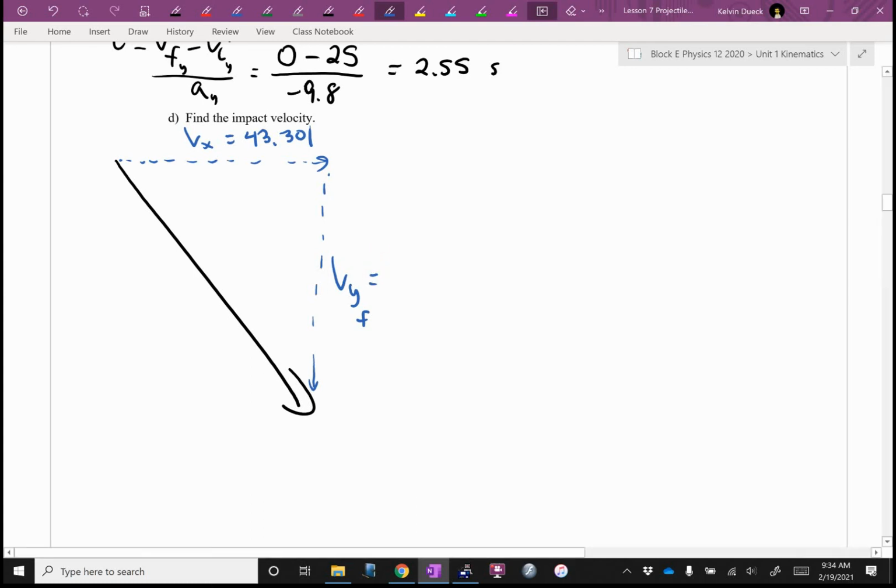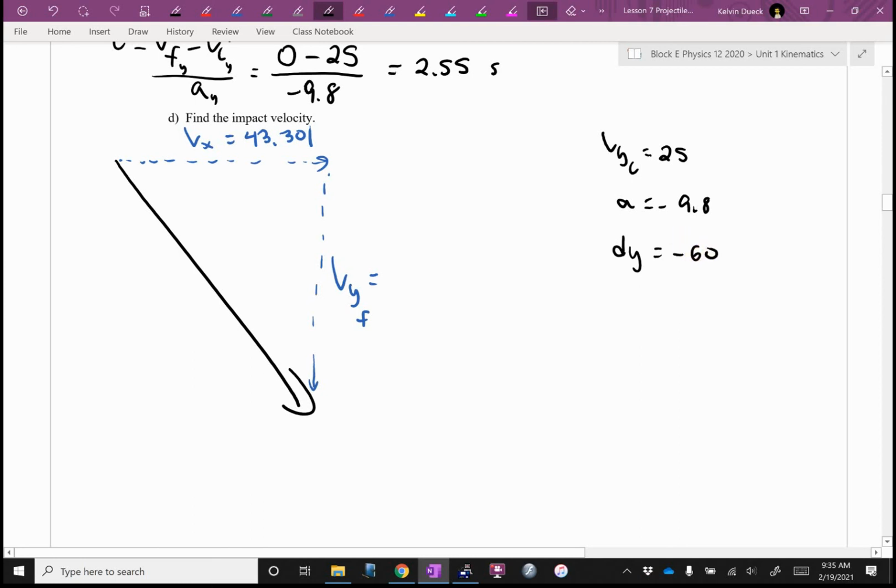However, this one, Vy final, how fast it's traveling vertically right when it hits the ground, I'm going to have to calculate. What do I know vertically? I know Vy initial was 25. I know A was negative 9.8. I know dy was negative what? 60? It's in your chart. Is it negative 60?